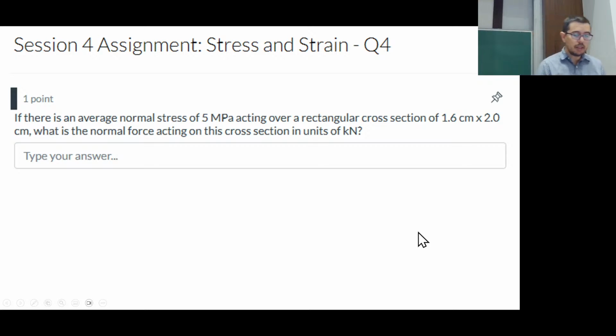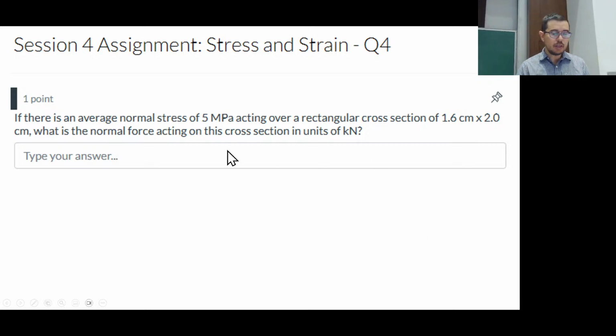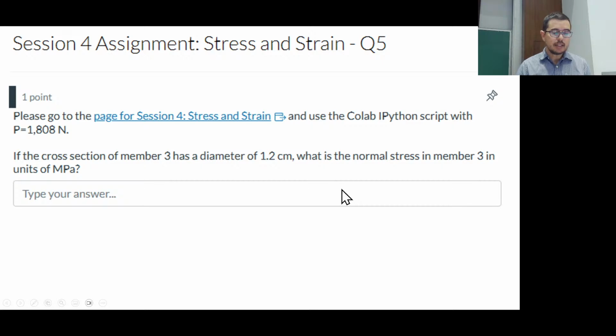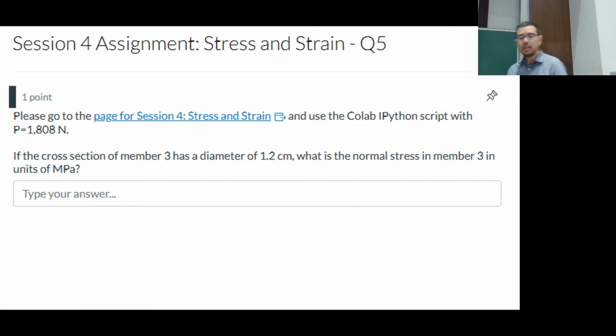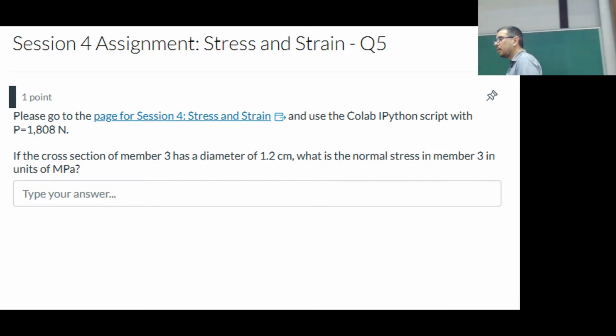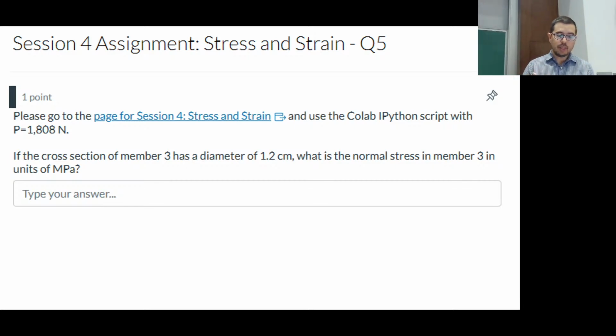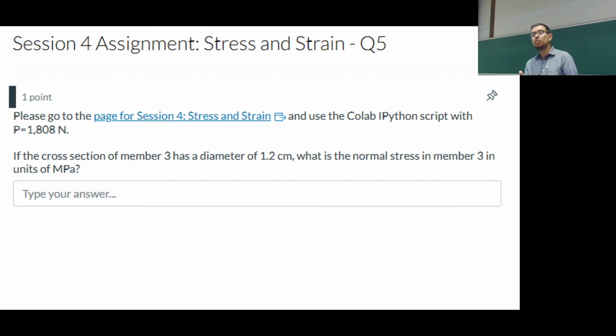And then there will be another kind of question to go back from megapascals to force. It's just to get everybody set up. Now, question number 5. I'll go through this a little bit more. This one is just tricky because it's a truss problem. If you like, you can just use the Colab script that's available to solve.